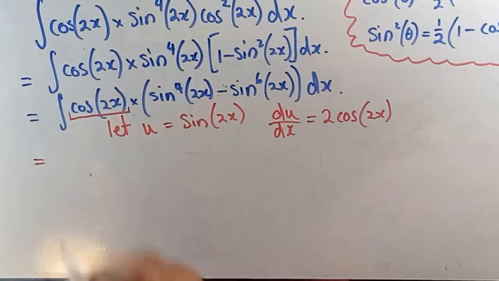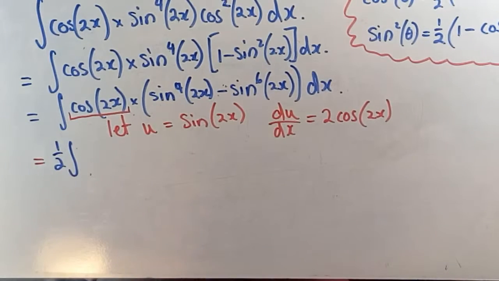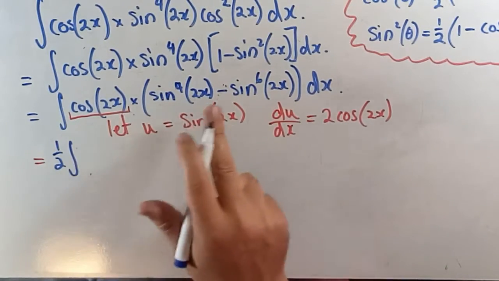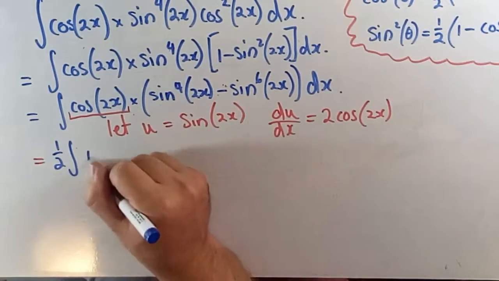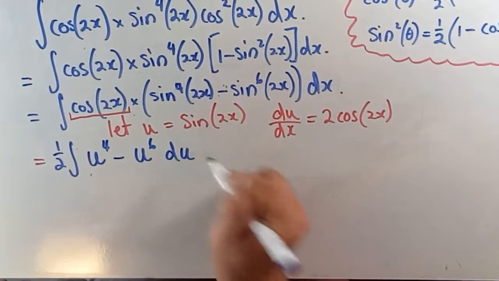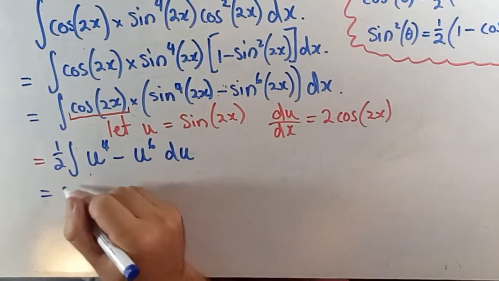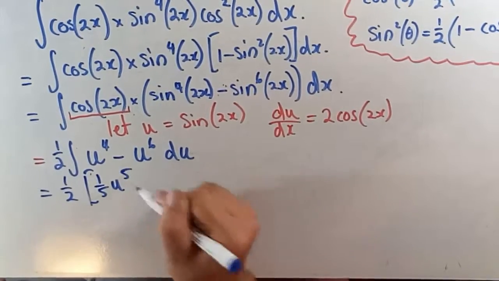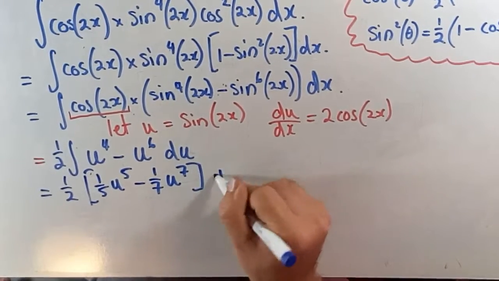Now I've got 1/2 du dx. Let's just stick the half straight out the front. We're used to this now. So this is going to change to a u. I can leave this off because this is du dx, and that dx is going to cancel. So now I just have u to the 4 minus u to the 6 du after that substitution. That came out really nice. So now I just go 1/2. Now I'm on easy street, yeah? 1/5 u to the 5 minus 1/7 u to the 7 plus c.